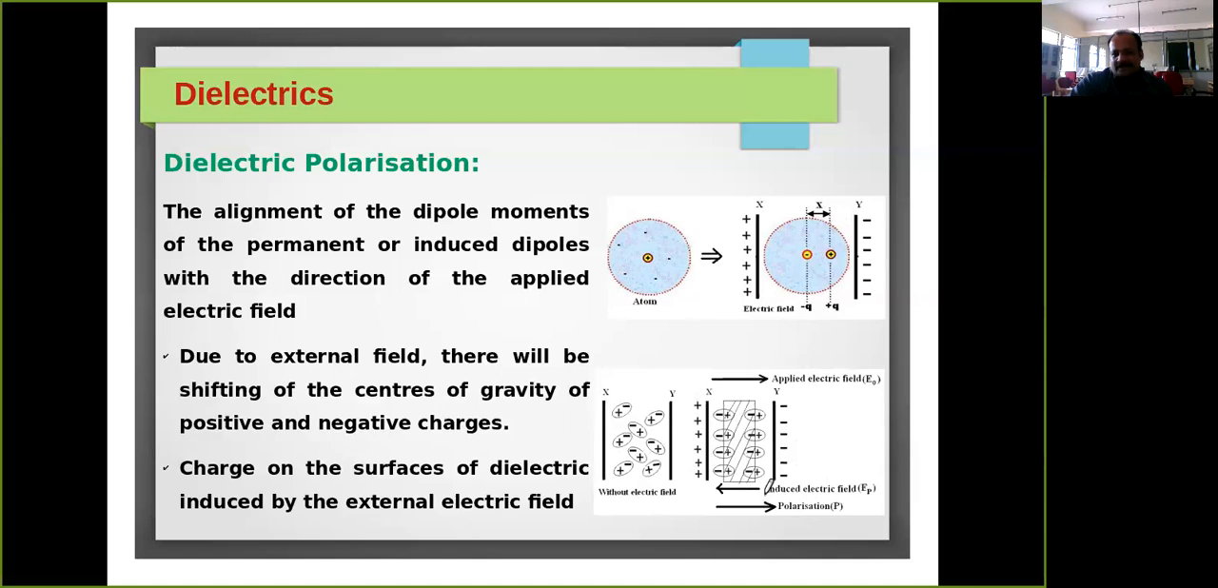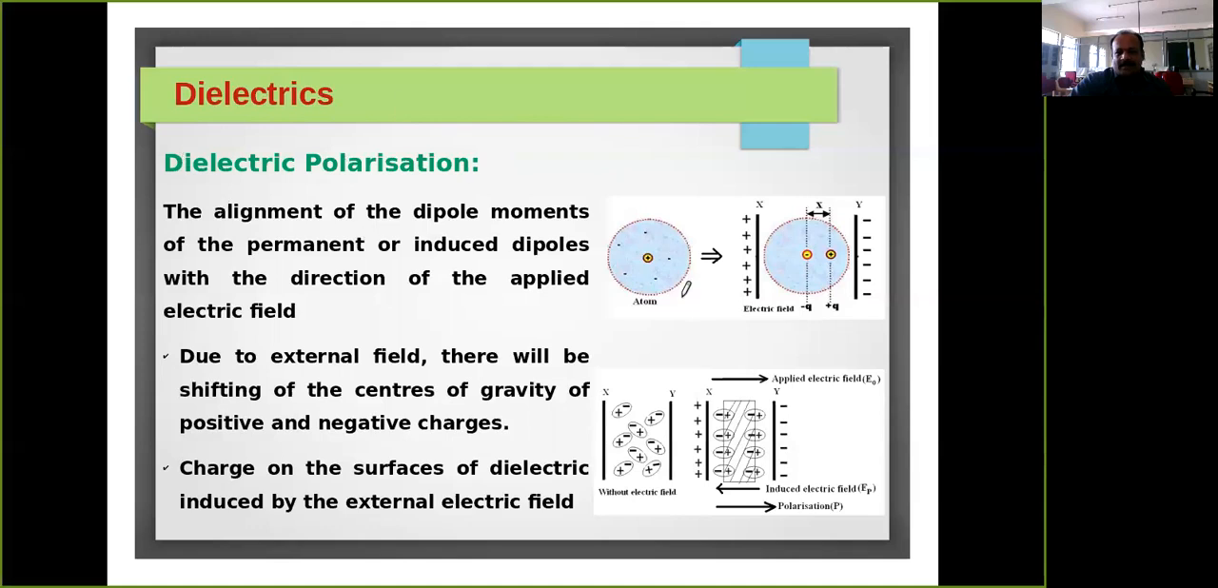This electric field is called the induced electric field. This induced electric field is opposite to the direction of the applied electric field. This induced electric field tries to decrease the strength of the applied electric field. So if the strength of the applied electric field increases, the polarization of the dielectric material also increases. So the alignment of the electric dipole moments of the permanent or induced dipoles along the direction of the applied electric field is called dielectric polarization.